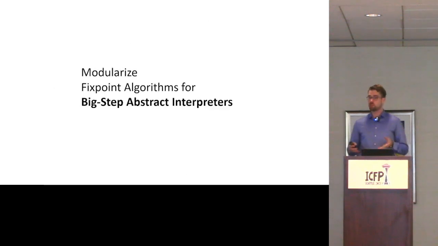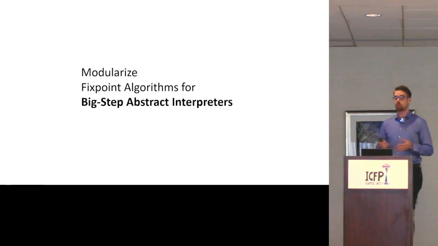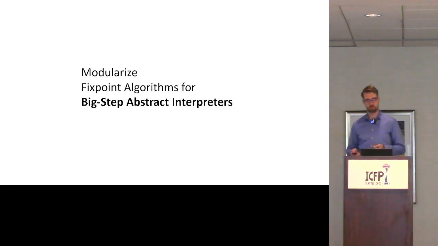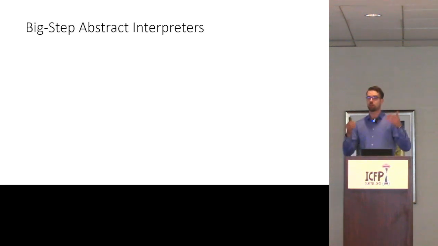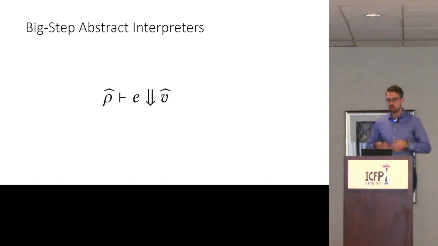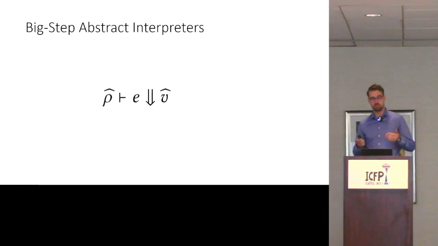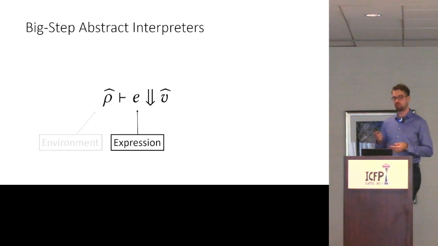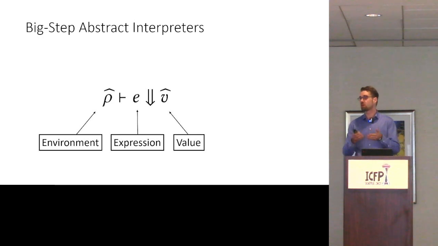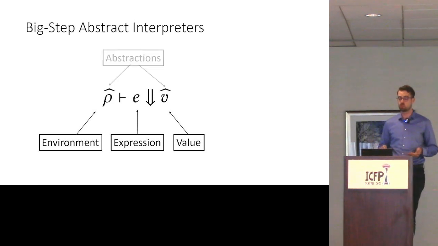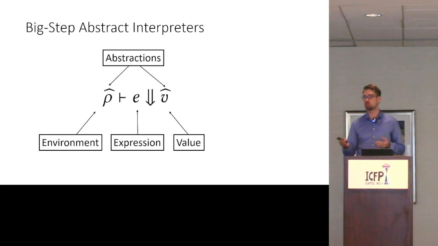So in this work, we describe an approach which modularizes fixed point algorithms for big step abstract interpreters. So what are these? Big step abstract interpreters are an alternate big step language semantics. In their simplest form, they evaluate an expression under an environment of bound variables to a value. But because this is an abstract semantics, we use abstractions for environments and values, such as intervals for numeric values, for example.